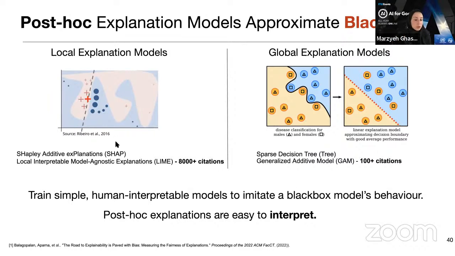So we took the most popular, and I mean, these are very popular, like LIME and SHAP are used all the time. I read papers that use them all the time, over 8,000 citations just for the LIME paper, and global explanation models. These function in slightly different ways, but essentially they're trying to fit some sort of post hoc explanation that will be more interpretable onto a black box model.